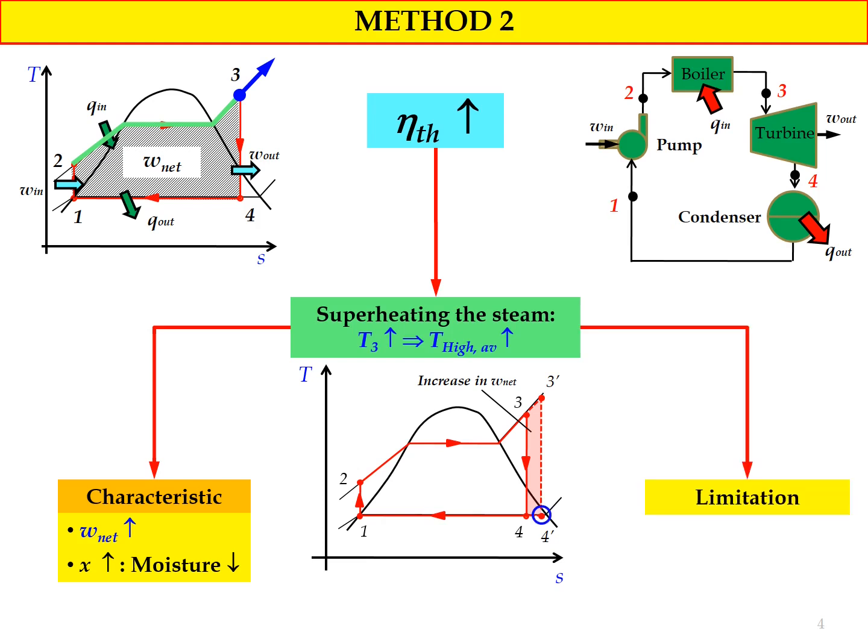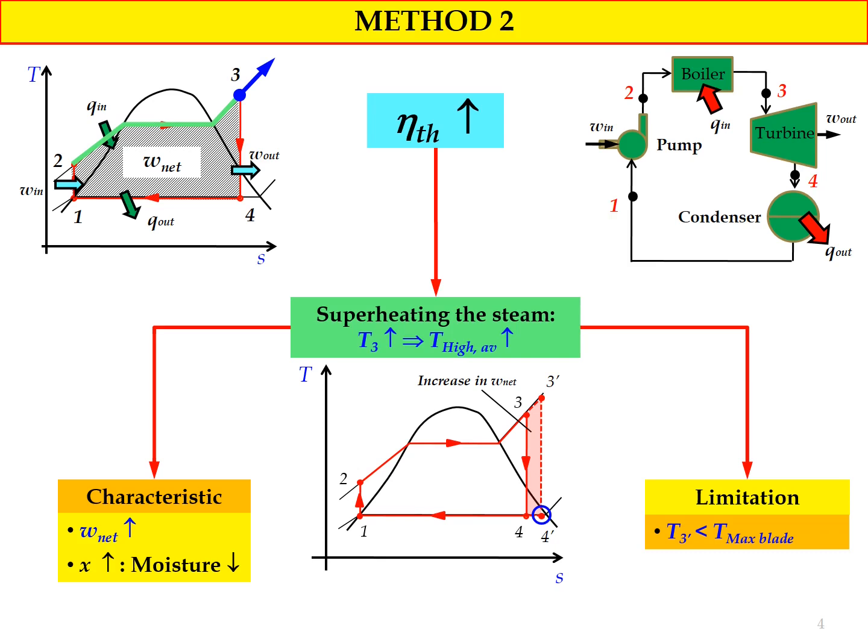However, we have some limitation if we want to use the second method, the method where we need to superheat the steam. The limitation is the temperature for T3 prime. We cannot simply increase the value of T3 prime to any value. If we want to increase T3 prime, we need to make sure that the temperature must be lower than the maximum temperature allowed for the turbine blade material.